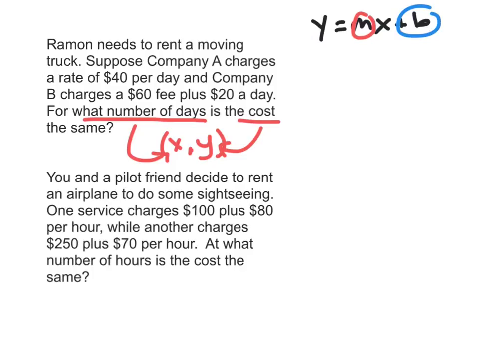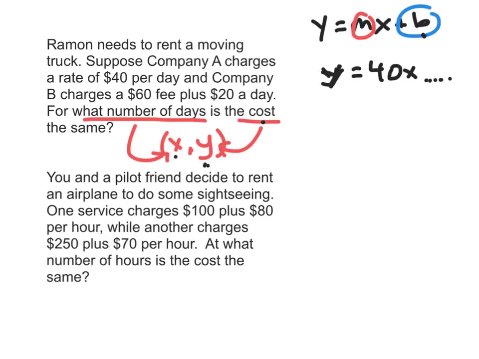So for this one, company A charges a rate of $40 per day. Notice they don't have a starting amount before adding that 40 on. So this one might seem a little bit tricky at first. But what it's going to be is y, which is the cost, is going to be simply $40 per day. So $40 is our slope, $40 per day, times x, the number of days. There's no plus b value here.